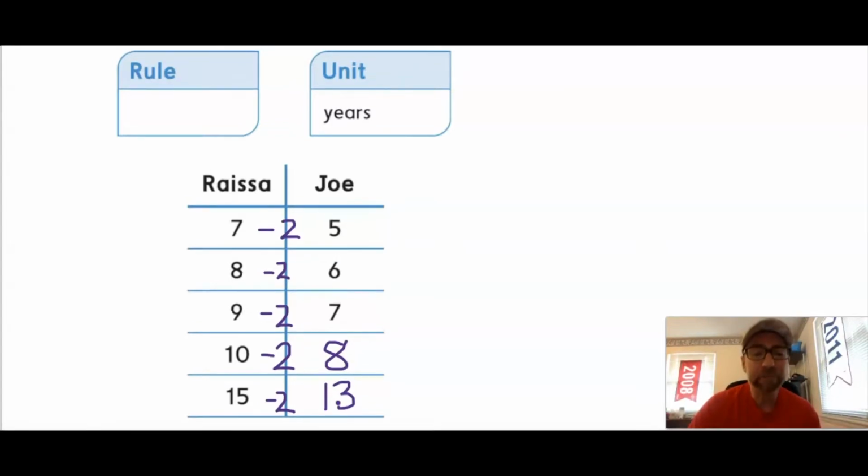Now, I have to fill in my rule box here, and I know what my rule is. I wrote down my rule on my middle line. My rule was to -2. Subtract 2. So whatever Raisa's age was, we -2, and we ended up with Joe's age. Awesome job.